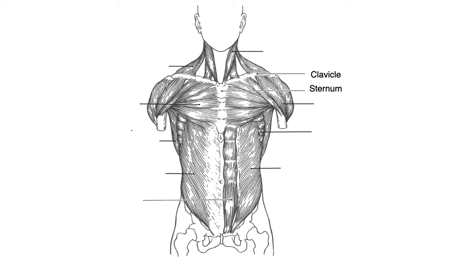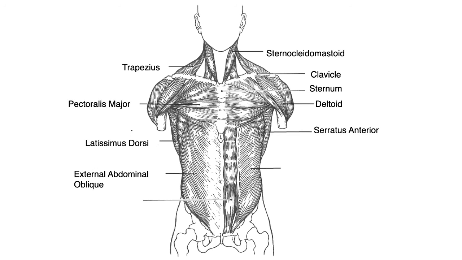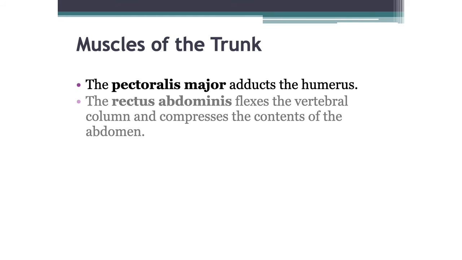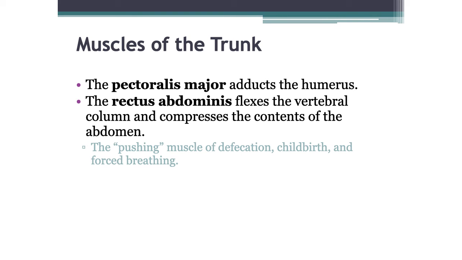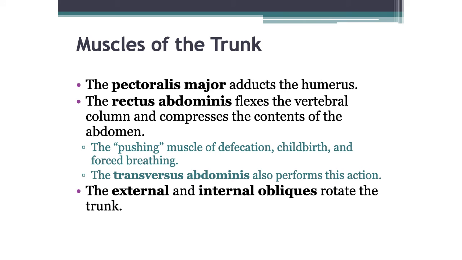Here are the chest muscles, or the upper body. Clavicle, we see the trap muscles again. Pectoralis major, latissimus dorsi, external obliques, rectus abdominis. So we see all these different muscles, the muscles of the trunk. Pectoralis major adducts the humerus. Rectus abdominis flexes the vertebral column and protects and compresses the contents of the abdomen. And we see the external and internal obliques rotate the trunk.